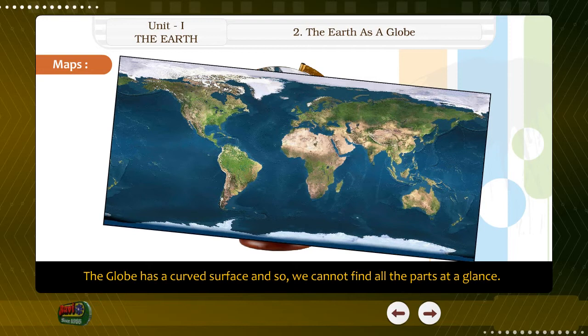There are many kinds of maps such as physical maps, political maps, outline maps, etc. These maps represent the whole world or only a part of it. A book of maps is called an atlas.